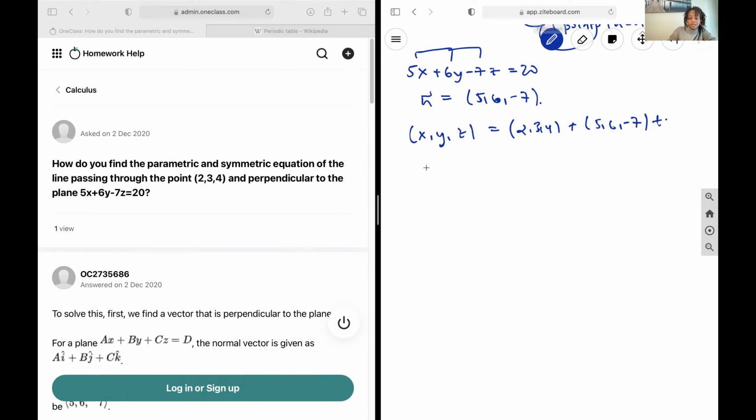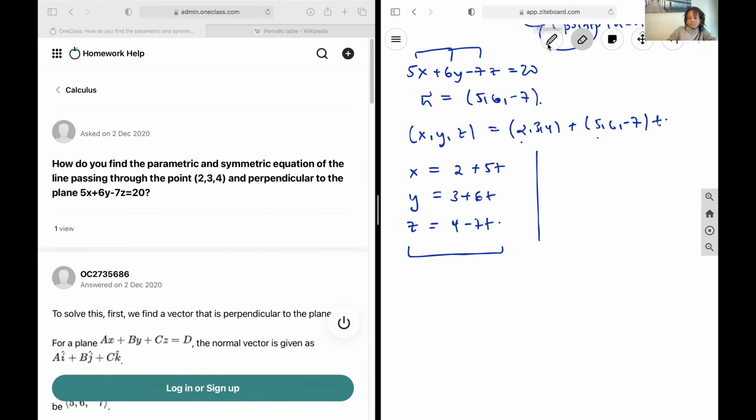Then for our parametric equations, we're going to write down x is equal to a constant plus a multiple of t, y is equal to the same thing, and z is equal to the same thing. So x will be the x component plus this x component multiplied by that constant: 2 plus 5t. Y is going to be 3 plus 6t, and z is going to be 4 minus 7t.